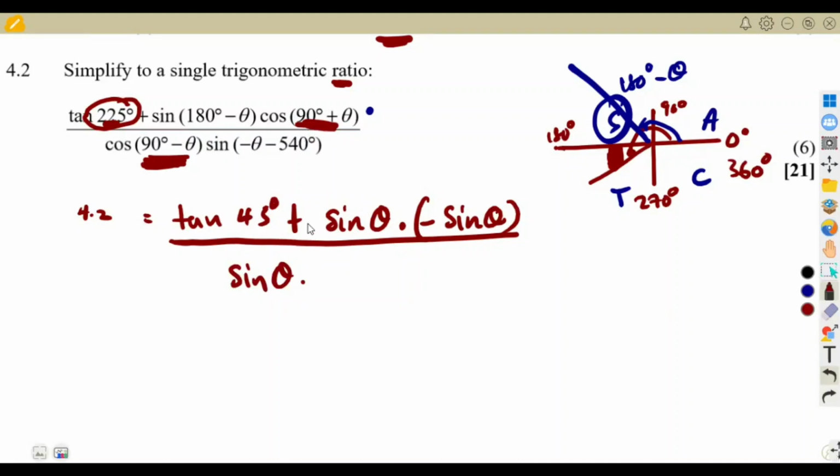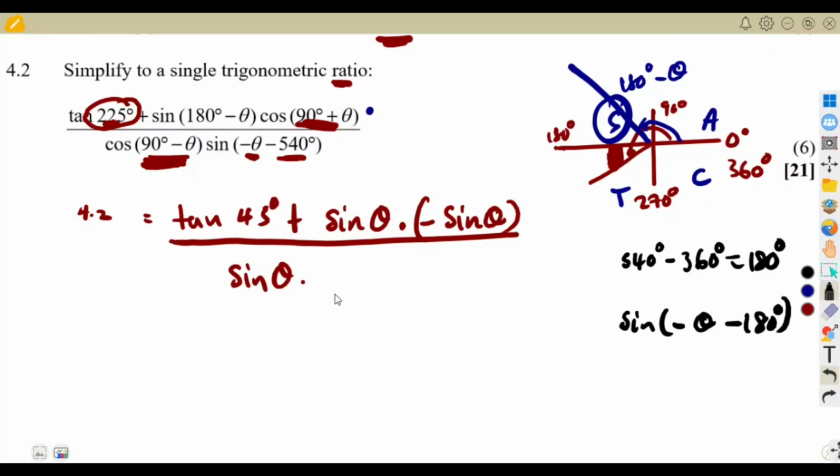All right. Then we have got times the sine of minus theta minus 540 degrees. The first thing is that we have to reduce the angle of 540 degrees. Remember, I said if the angle is more than 360, we subtract 360 until that angle is within the given region. If we subtract 360, we are going to obtain 180 degrees. So this is the same as the sine of minus theta minus 180 degrees.